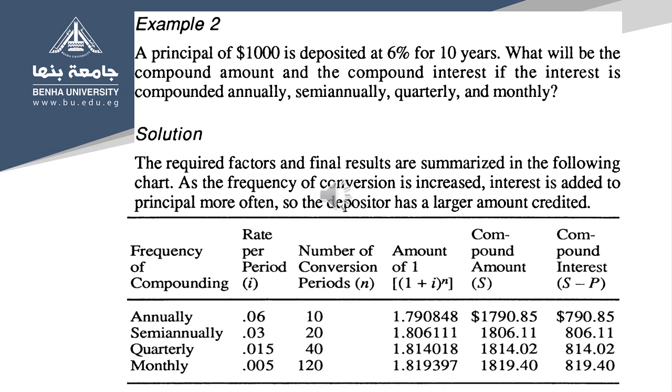But what about the n, number of conversion periods? Number of conversion periods, if annually, multiplied, not divided, multiplied by 1. Semi-annually must be multiplied by 2. Quarterly must be multiplied by 4. Monthly must be multiplied by 12. This is very important and you must understand very closely because it's very important in your exam.